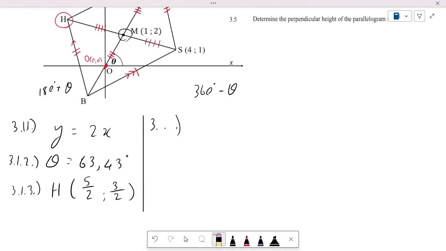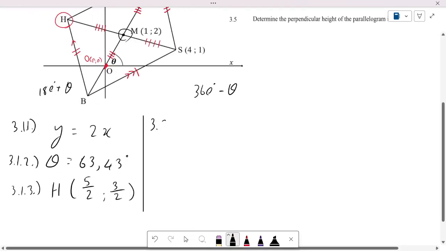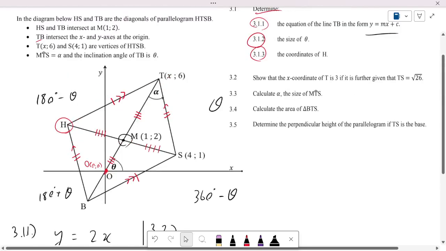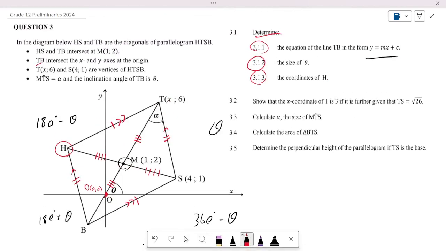So it was 3.2. It says the following over here: show that the x coordinate of T is 3. So we need to prove that this is going to be equal to 3, if it is further given that TS is equal to root 26. This is really easy.